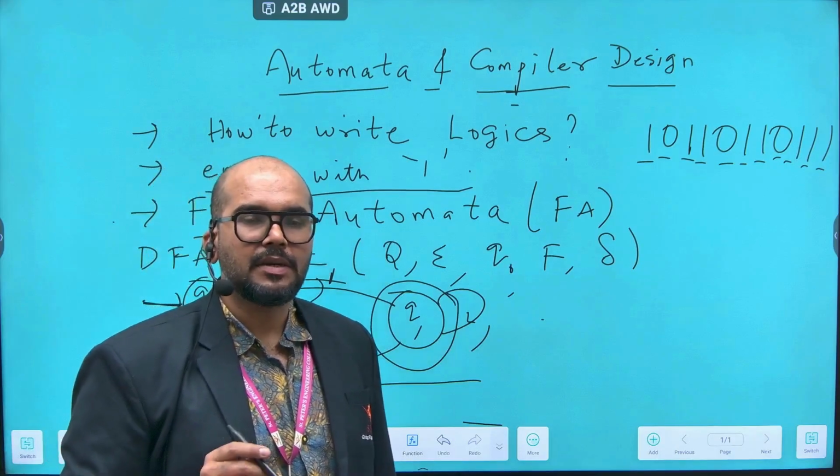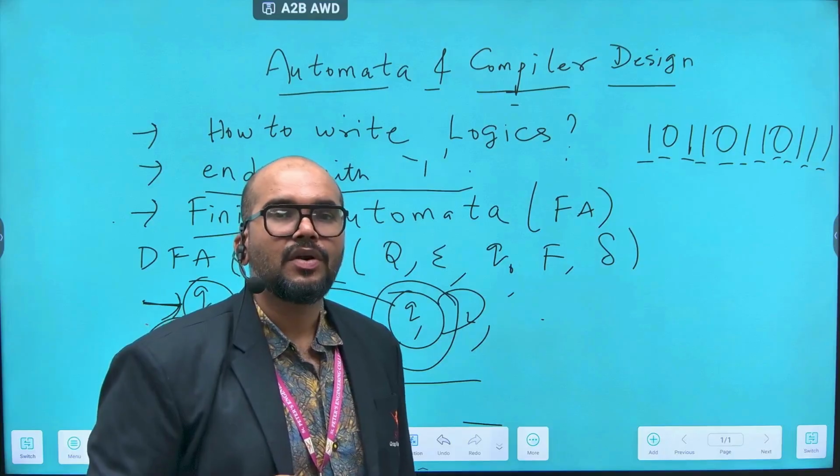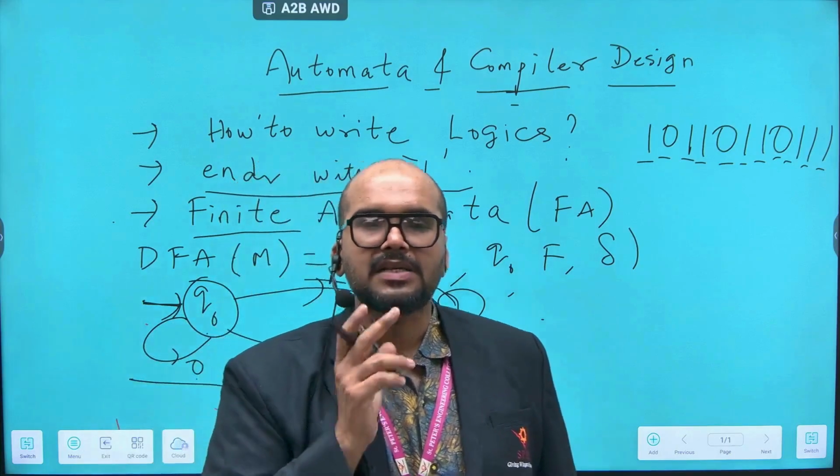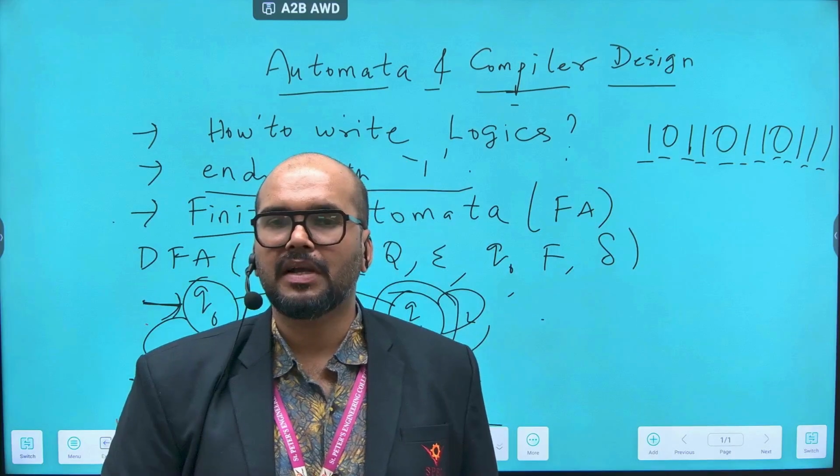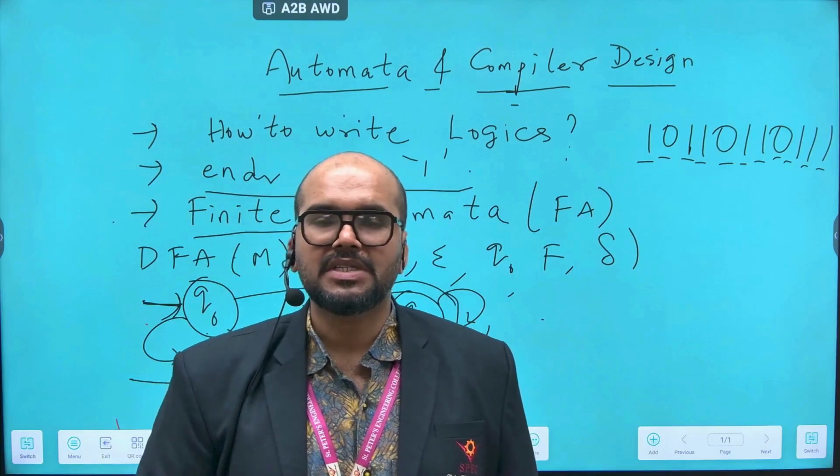Within finite automata we have two types: one is deterministic finite automata and the other one is non-deterministic finite automata.